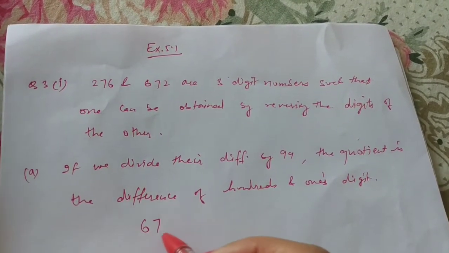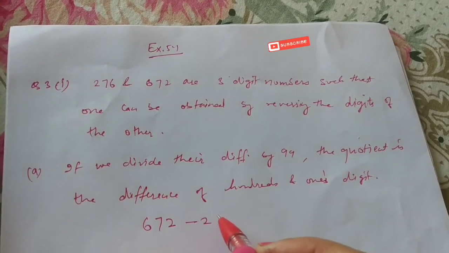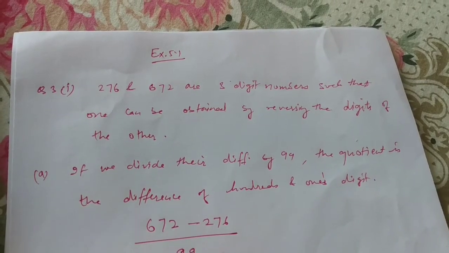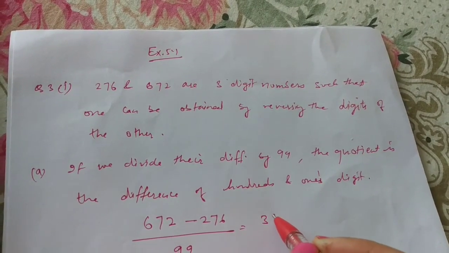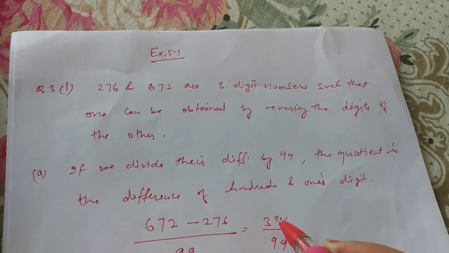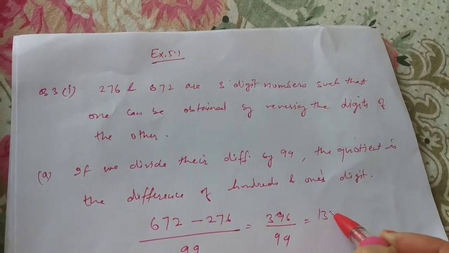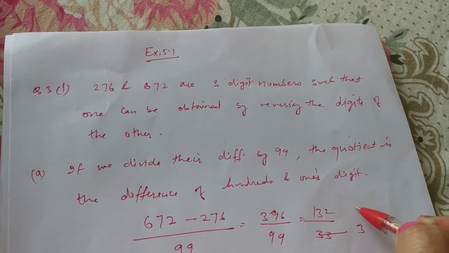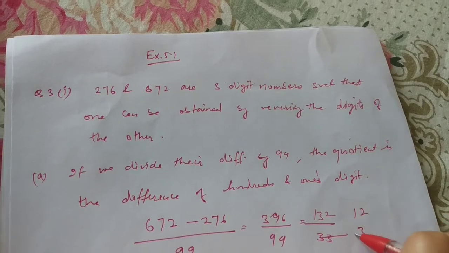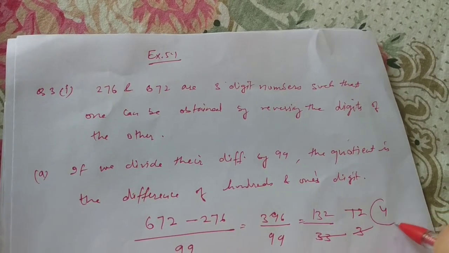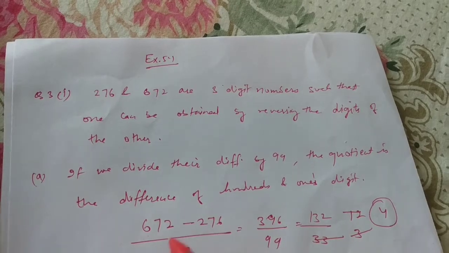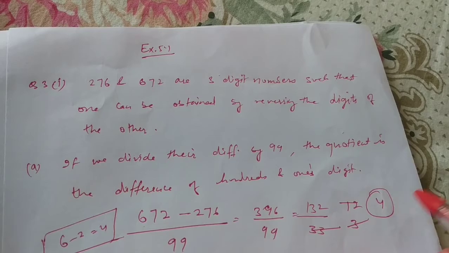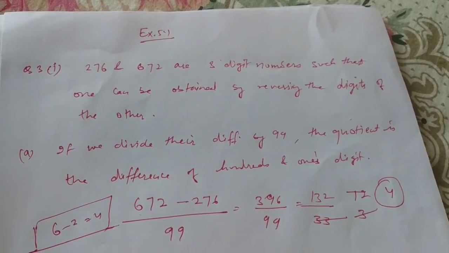If we subtract 276 from 672 and divide it by 99, what would we get? 396 by 99. So it would be 132 by 33, and 11 3s are 33, 11 1s are 11, 11 2s are 22. So the quotient would be the difference of digits. What is the difference of digits here? 6 minus 2, that is 4. Hope the question is clear.